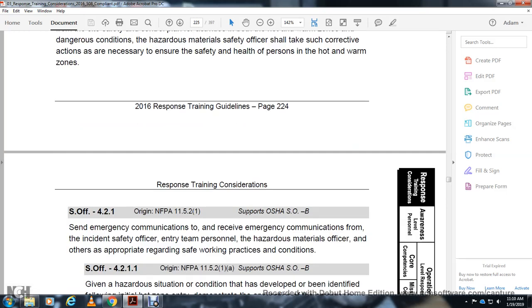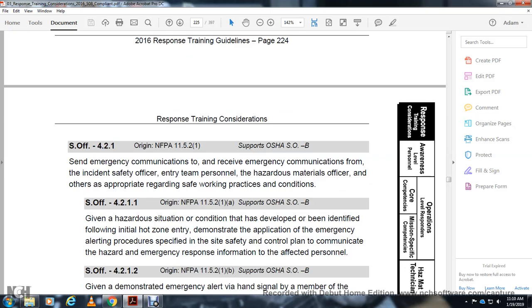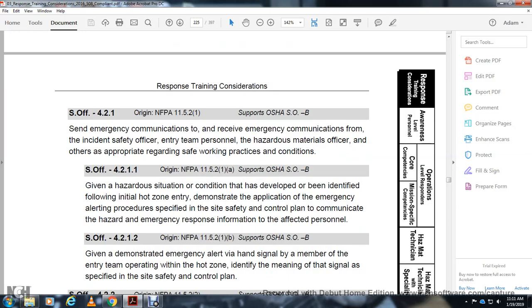Send and receive emergency communication from the incident safety officer with the entry team personnel and the hazmat officer regarding safe work practices and conditions. Given a hazardous condition found in the hot zone entry, demonstrate application of the emergency alerting procedures specified in the safety control plan to communicate hazard and emergency response information to affected personnel.